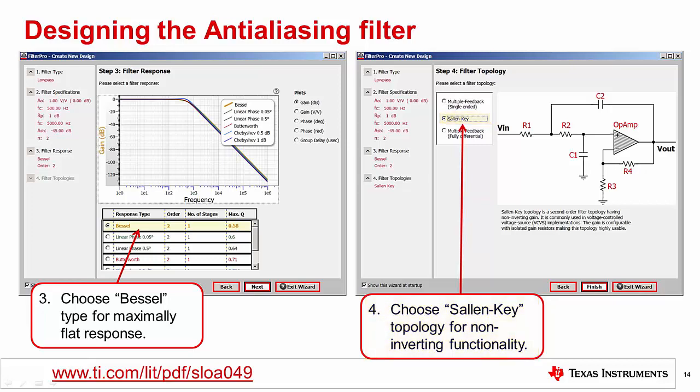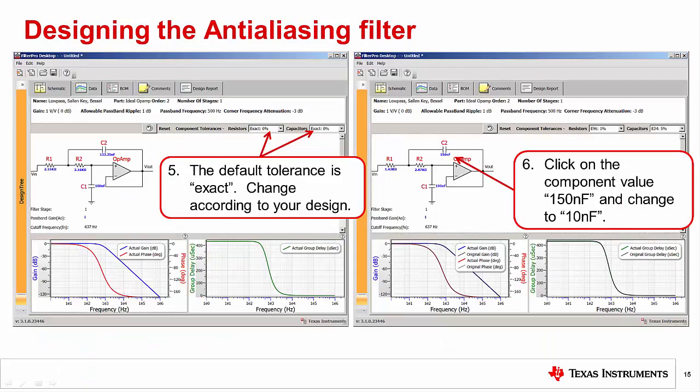The multiple feedback filter, on the other hand, is an inverting topology. The link at the bottom of the page also covers details on the differences between the various filter topologies. Press Next to continue. Now we have a schematic with values.